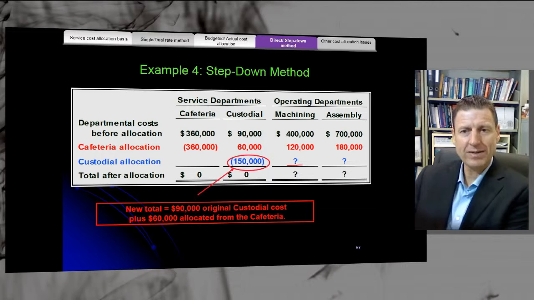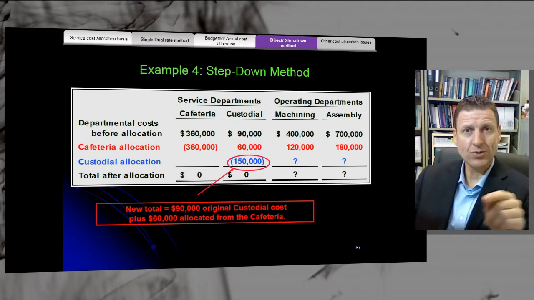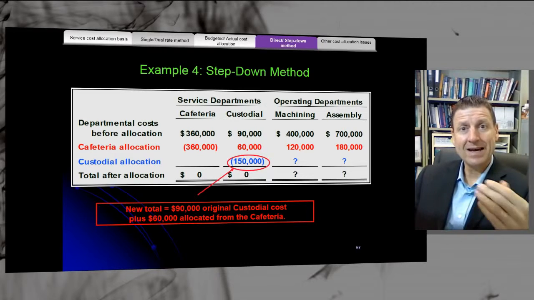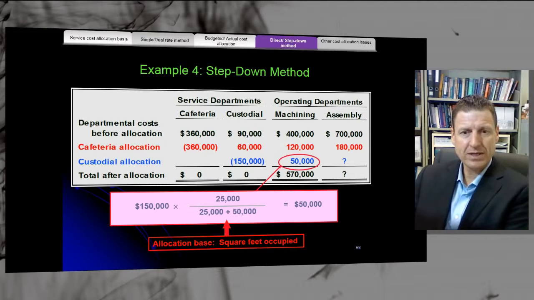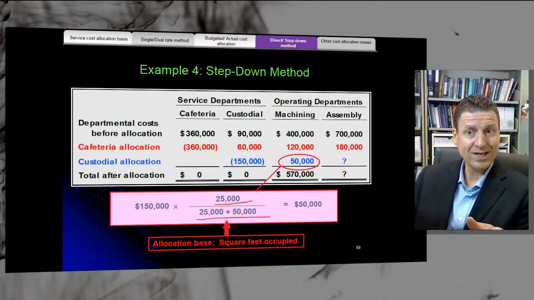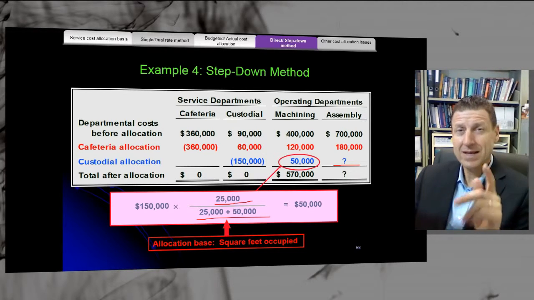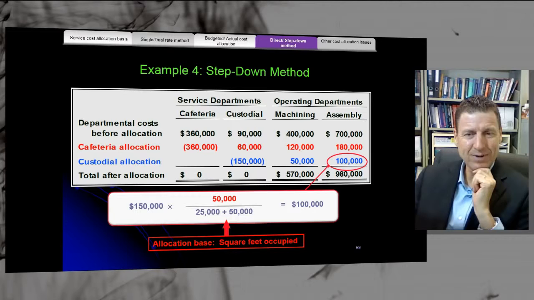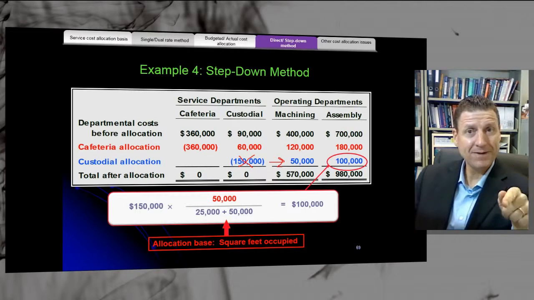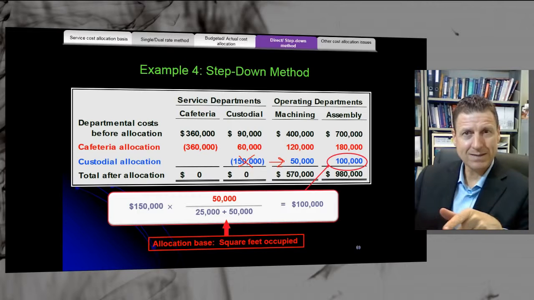So what are we going to do now? We're basically following the direct method for the custodial allocation because it's second in line in the step down method. So how are we going to allocate that? Again, we're using the square feet, 25,000 out of the 75,000. That gives us 50,000 to machining. Guess what? How many is going to go to assembly? Yes, you guessed it. It's going to be 100,000 to assembly. Quite easily done, isn't it? Now we have the allocation of custodial. That has gone now to machining and assembly. 50,000 here, 100,000 there. There you got it. There's our step down method. We've used the allocation base of square feet occupied.